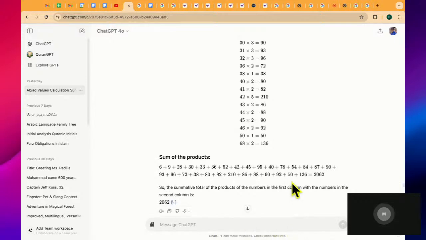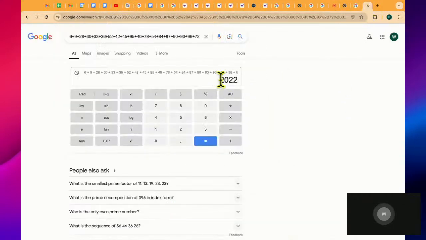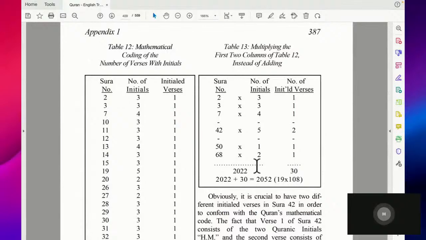Check important info. So they have a disclaimer down there, so we have to be careful about that. So that number is correct, right? That number which we have here is correct, 2022, and we have 2022.